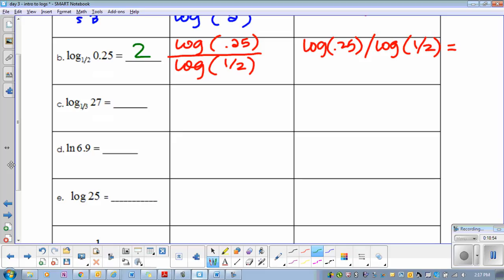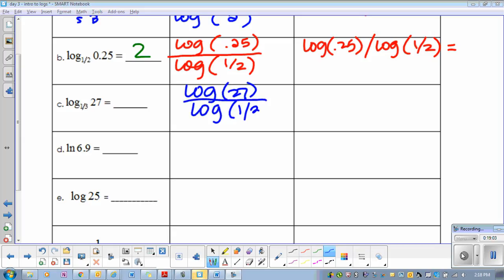All right, you guys try C. There we go. So, log of 27 divided by log of 1/3. Okay? And of course, in the calculator, you would say log of 27 divided by log of 1/3. So you should get -3.